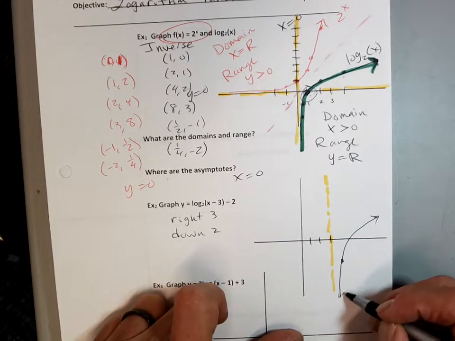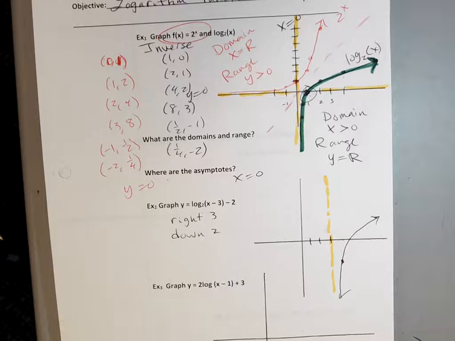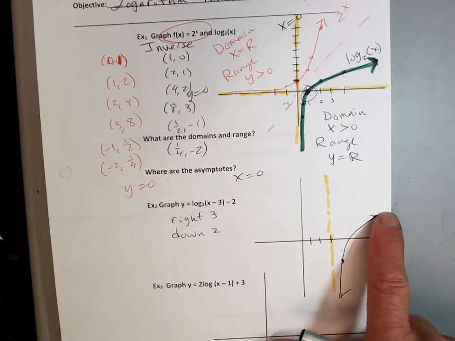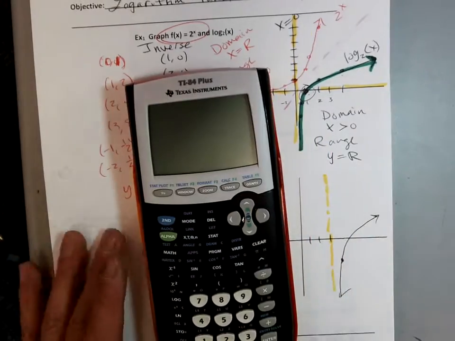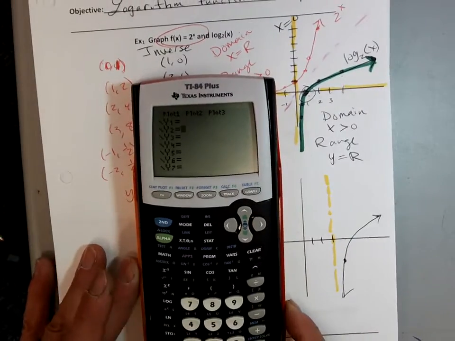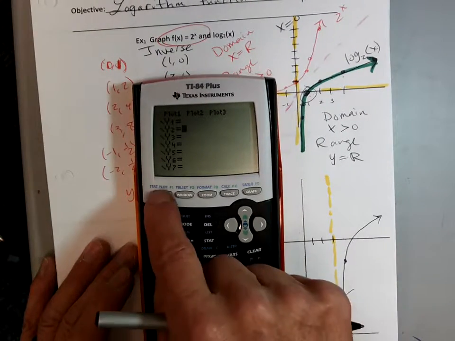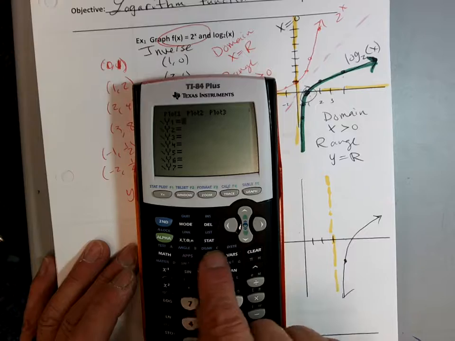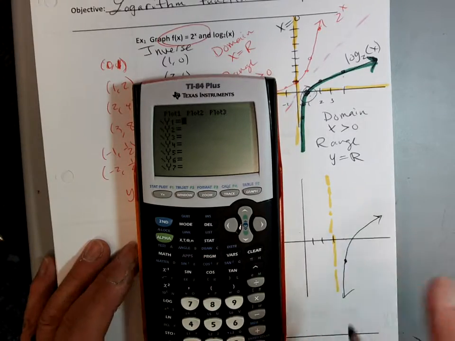Now, if we want a really nice, accurate graph, then I can actually put it in the calculator, okay? Now, that's a pretty good illustration of it. It might curve a little bit more than that. But if I want a better graph, I could always look at it in the calculator, okay? So if I go y equals, and I go log.